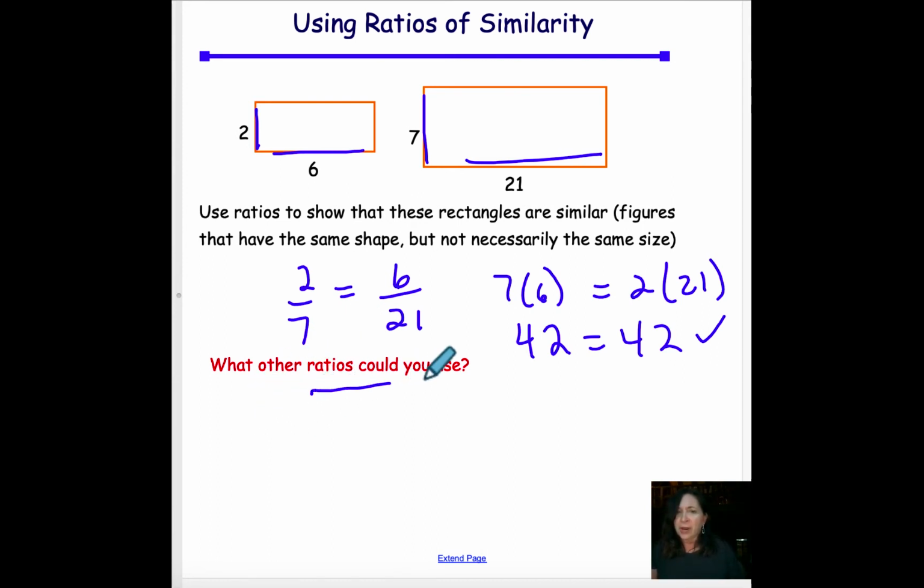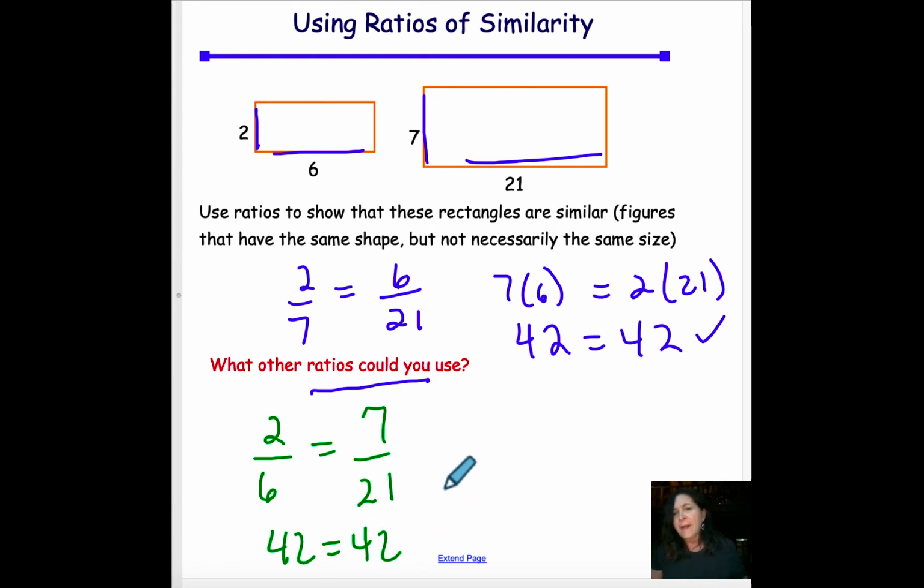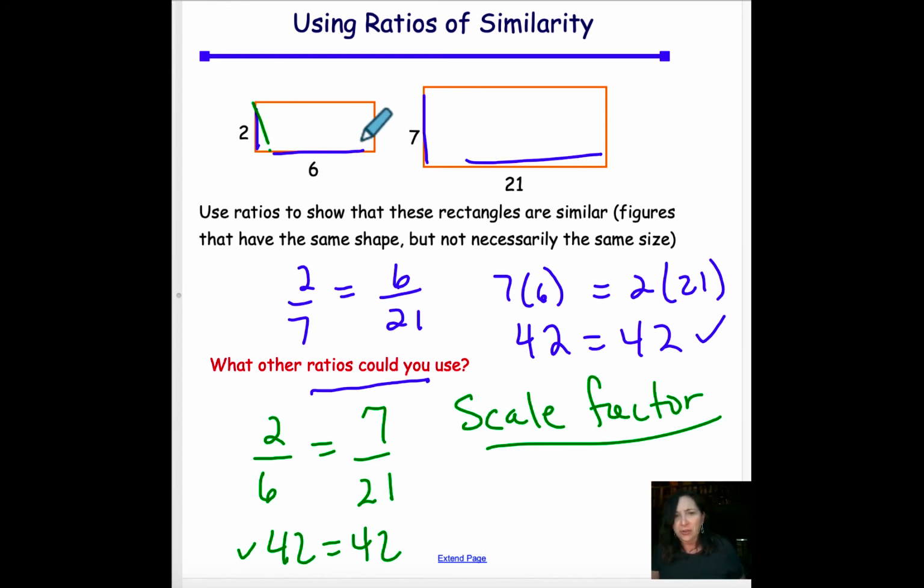Just a note, there's another ratio you could have used. Instead of going height is to height, you could have also said 2 is to 6 as 7 is to 21. And again, cross multiply, I get 42 equals 42. The difference is, and I want to make sure I'm very clear about this, if I were to ask you what the scale factor was, I cannot compare two sides of the same shape. Okay? The scale factor is one side to the next side. So just be very careful on that.